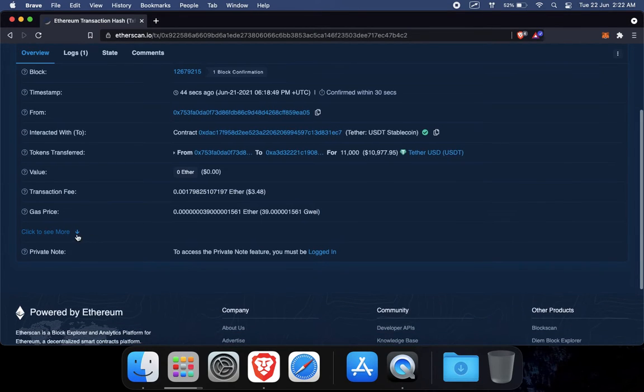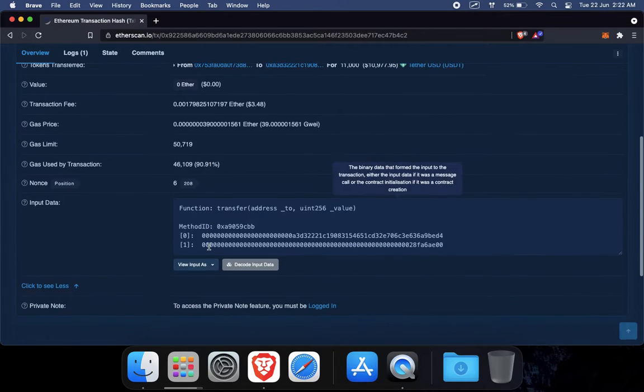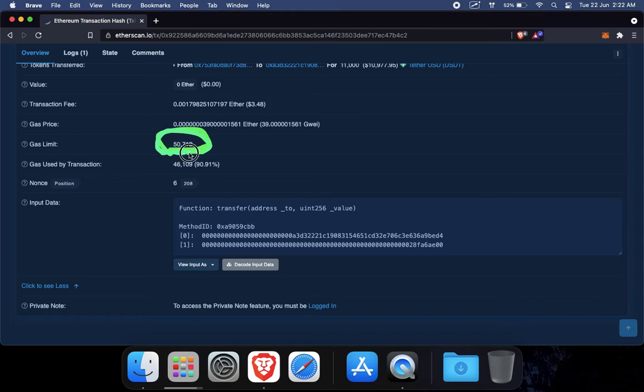Okay, I won't go into the calculation for gas fees, right? Gas limit, so this was the maximum amount of gas that the person set and was willing to spend. Gas used by the transaction was only 46,000, so only 90% of this fee was used. So the remainder, about 9 to 10%, would be refunded back to the user, right?